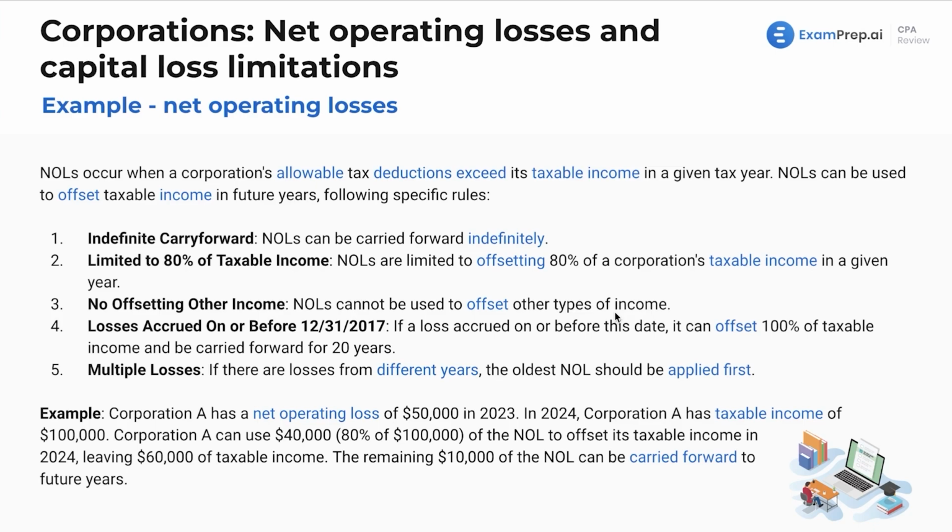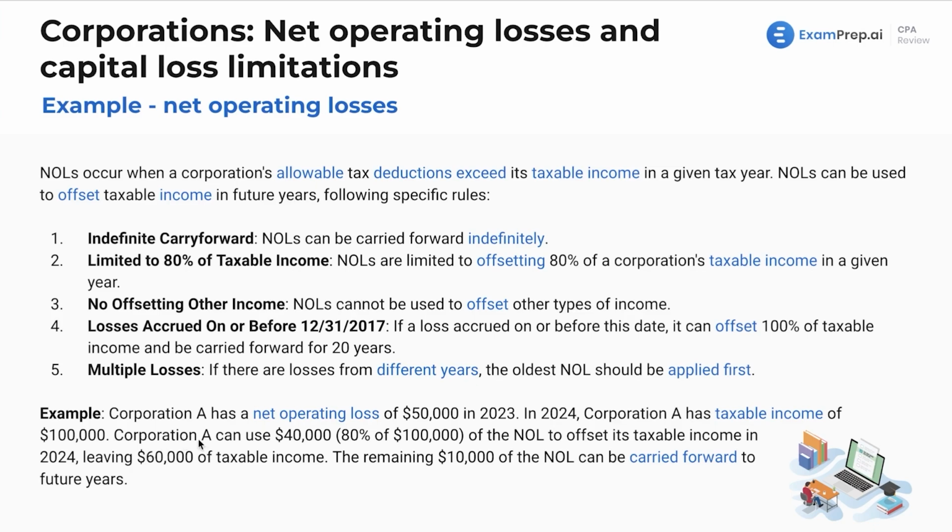And then multiple losses. If there are losses from different years, the oldest NOL should be applied first because likely that one's going to expire the soonest. The example here being Corporation A has a net operating loss of $50,000 in 2023. In 2024, Corporation A has taxable income of $100,000.